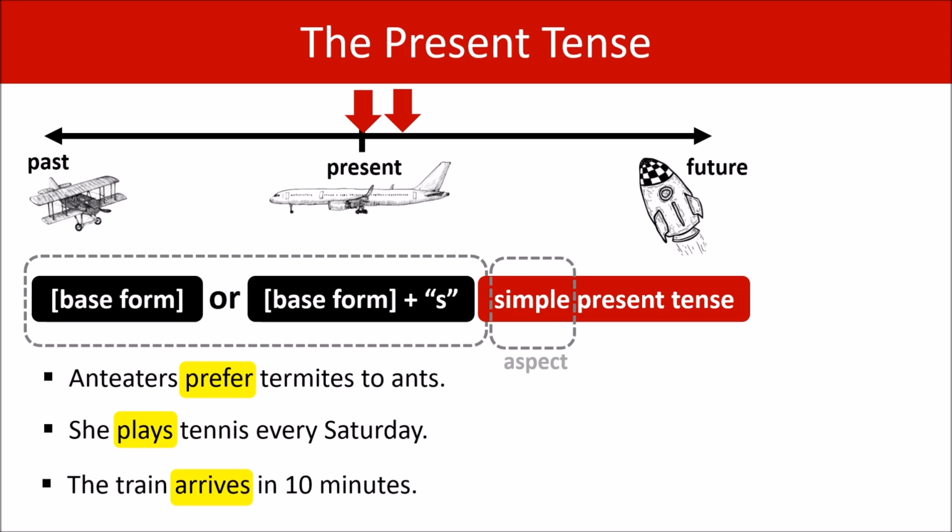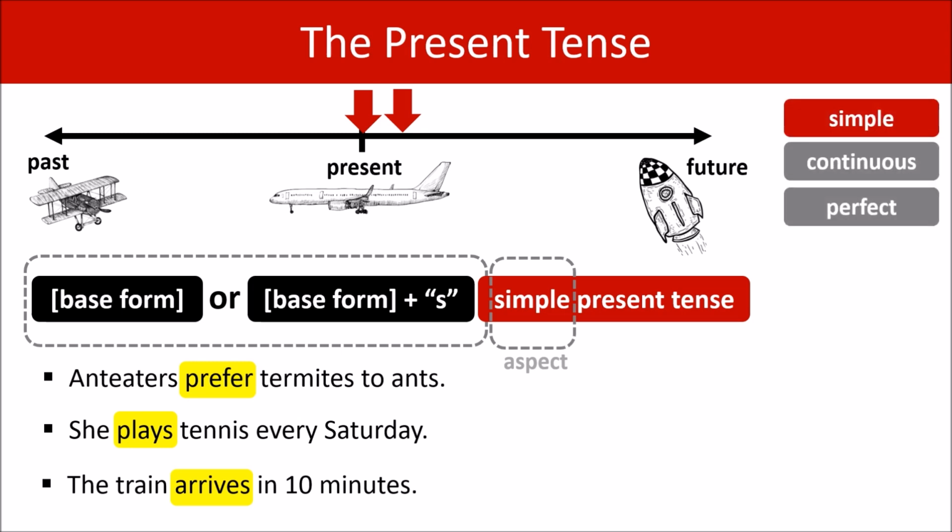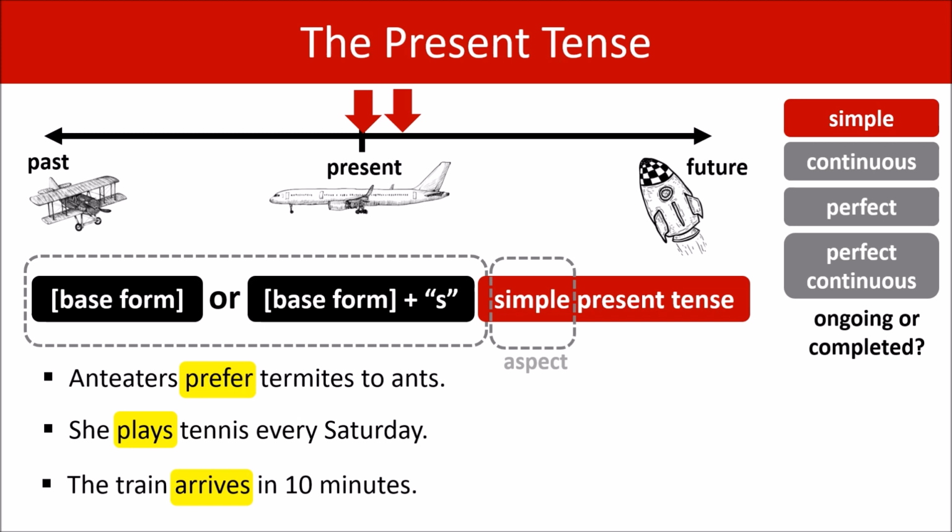There are in fact 4 aspects: the simple, the continuous, the perfect, and the perfect continuous. Aspect is part of tense, so we can't talk about a tense without talking about the aspects. The purpose of an aspect is to tell us whether the activity is ongoing or completed. Okay, before we go through these different aspects, there is a big point we need to cover.